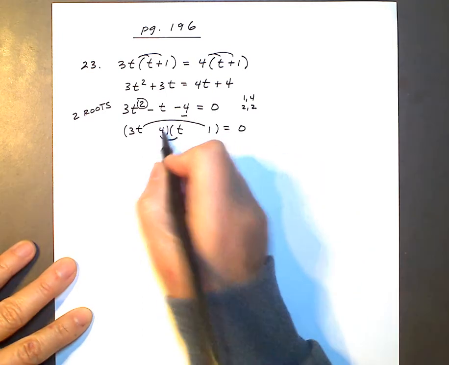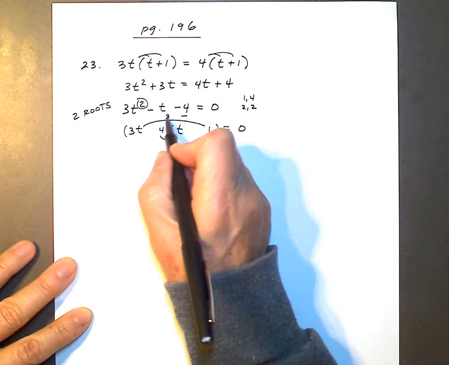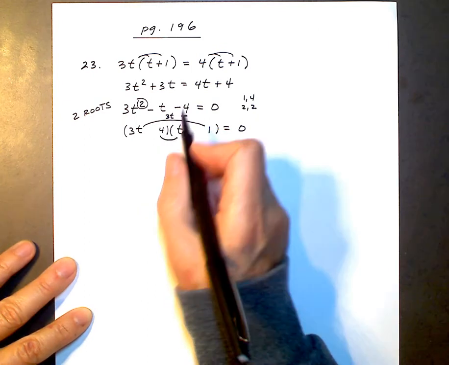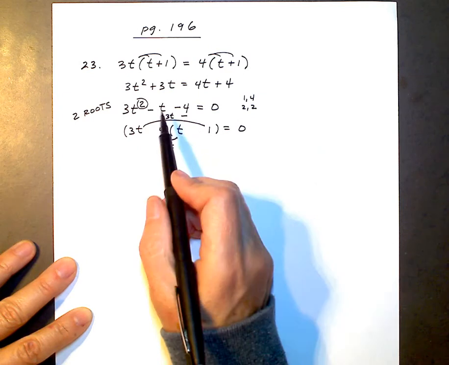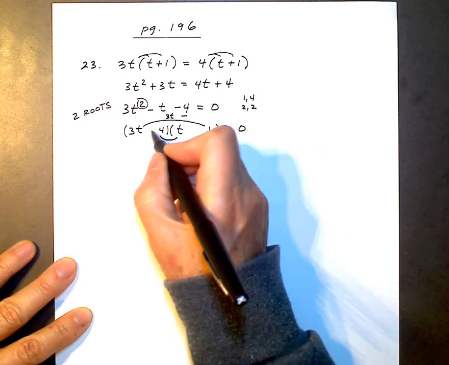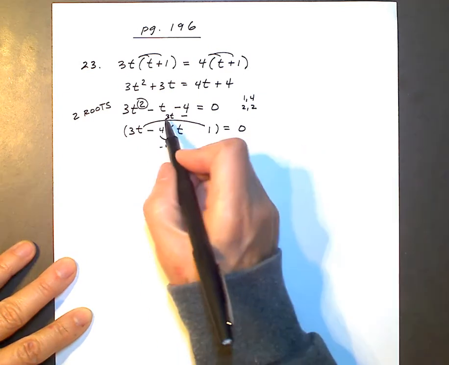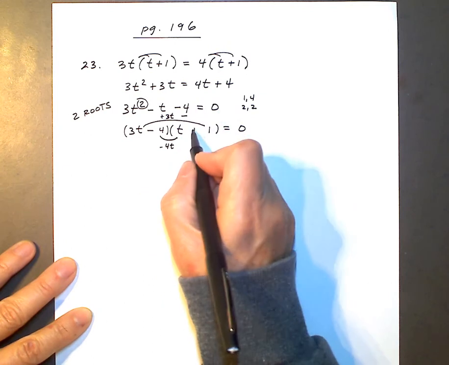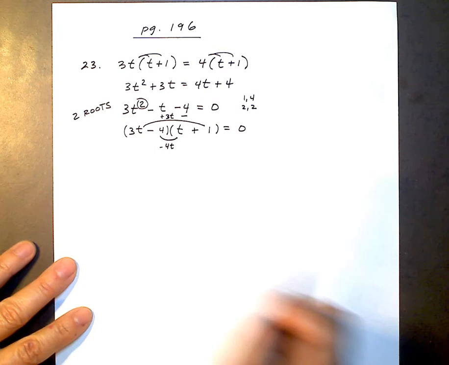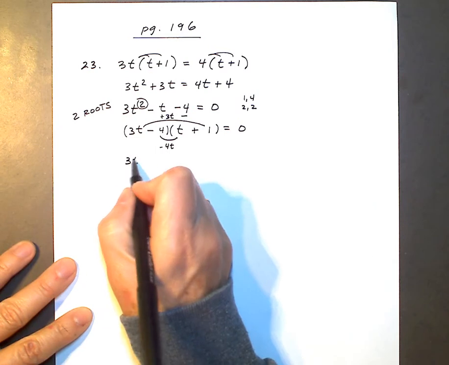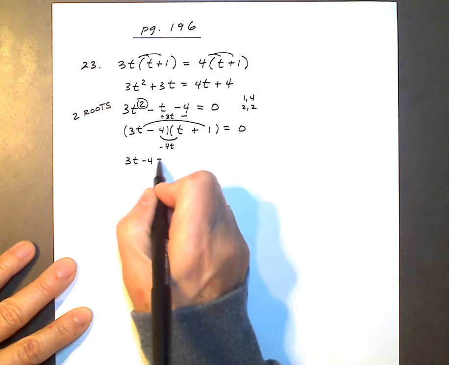And that way, if I have a 3t and a 4t here, the inside product, I can get a negative 1 by making this a negative 4t. So this is a negative, and this will be a positive 3t, so that's a positive. So I'm fully factored right there. Now I could set each factor equal to 0 and solve for t.